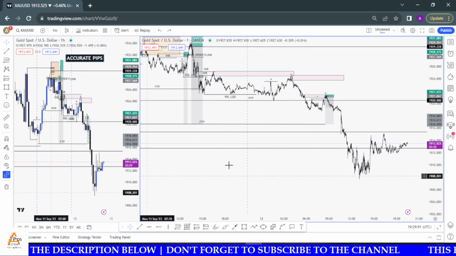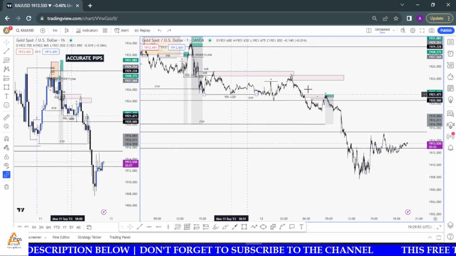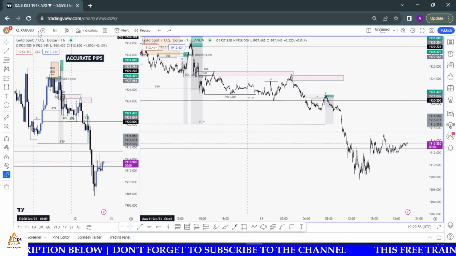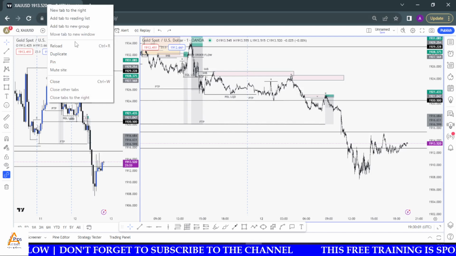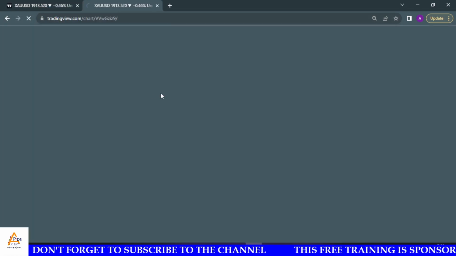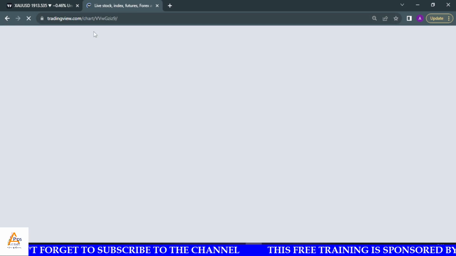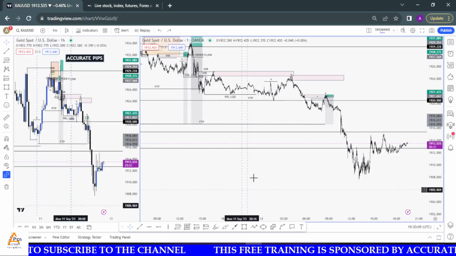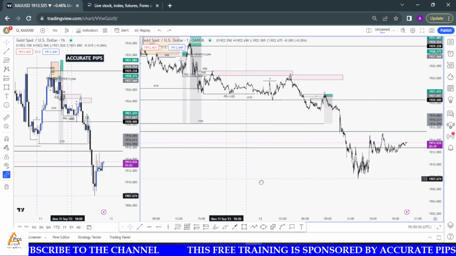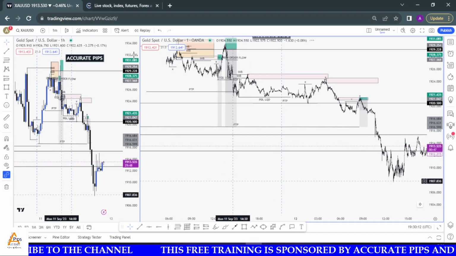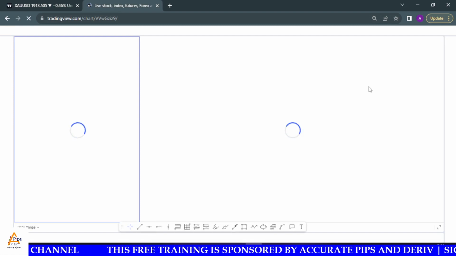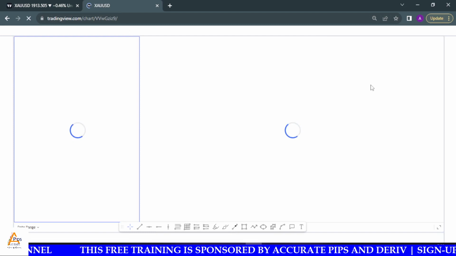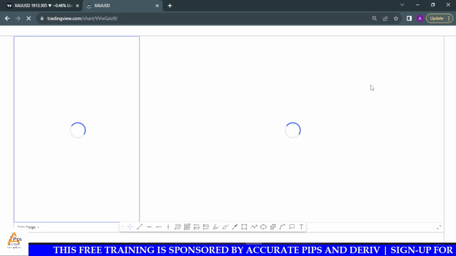Sorry that my chart is nasty. Let me open a different gold chart, using a different broker. I don't want to use this one because I'm still paying attention to some details on this chart. Let me use a different one so that I can use that one for the lesson.